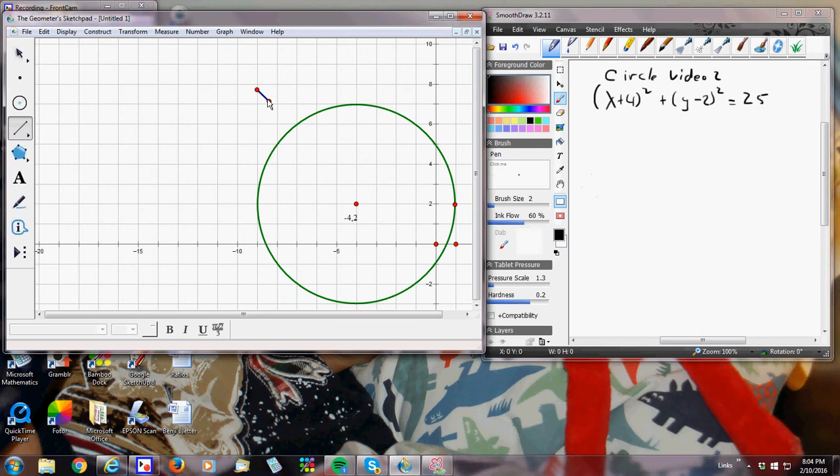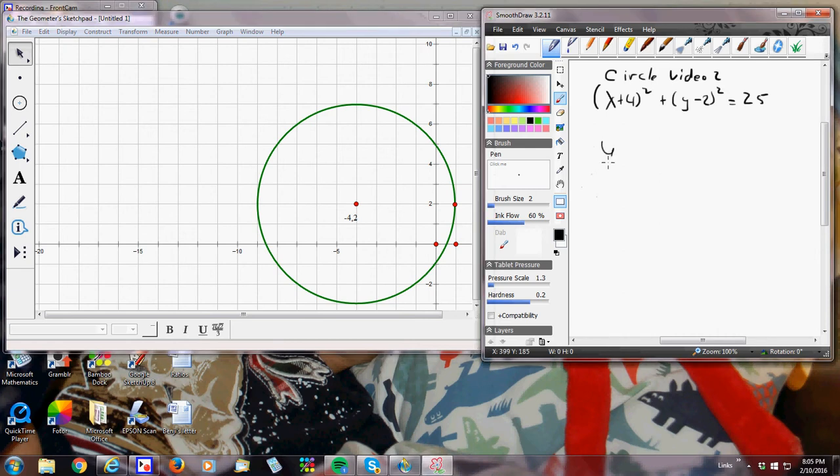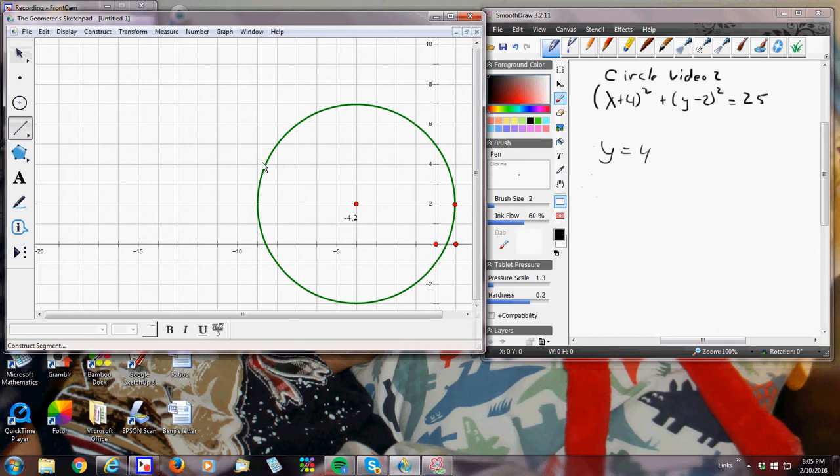And as you can see, it's x plus 4 quantity squared plus y minus 2 quantity squared equals 25. And the reason why it's 25 is because the radius is 5. I want to evaluate what's going to happen if we have something like y equals 4. Now, remember, the line y equals 4 is going to be this line here. And what you should notice is it intersects at two different places.